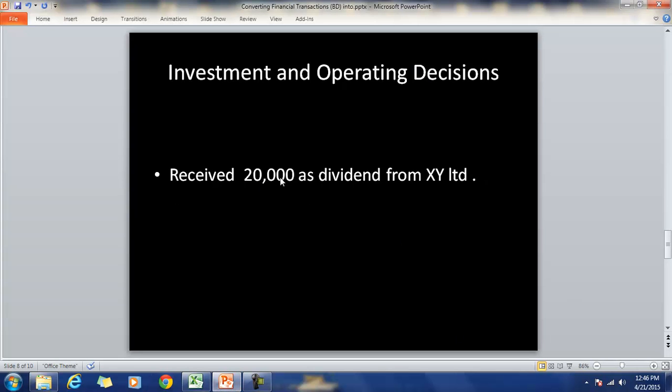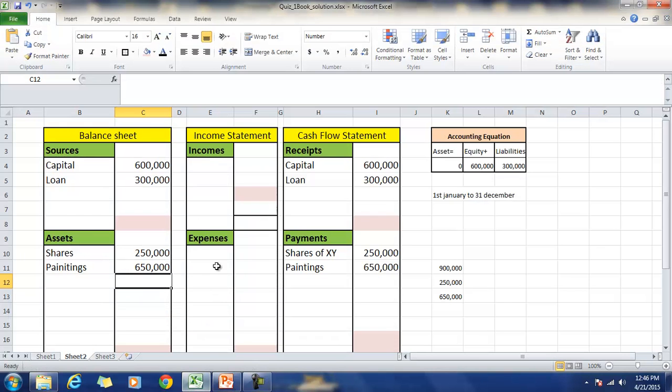Received 20,000 dividend from XY Limited. Because they have shares of XY Limited, they received 20,000 dividend, and that is an income for the company. They received that dividend, so it is an income and a receipt.